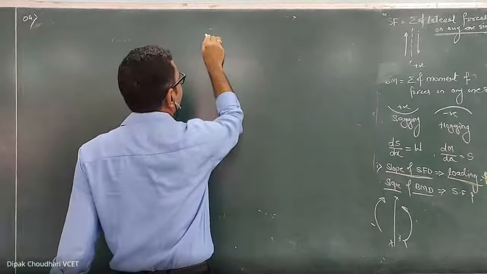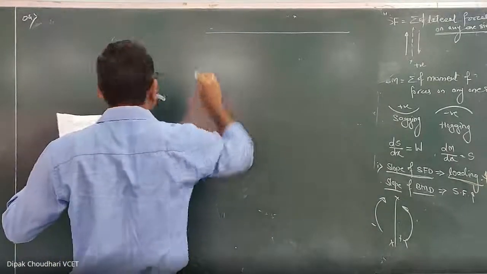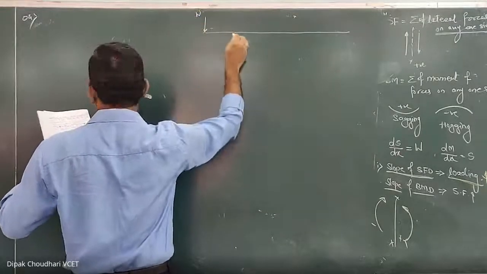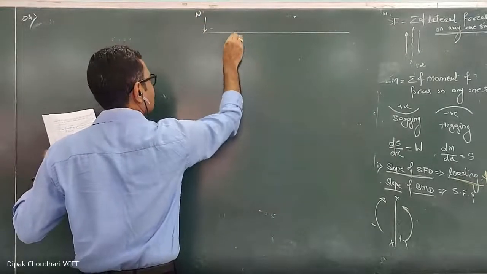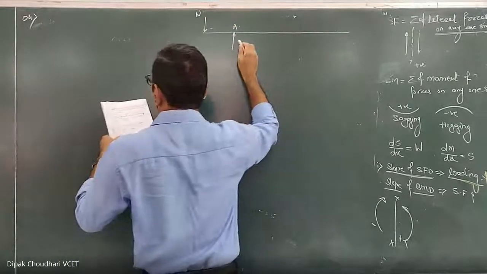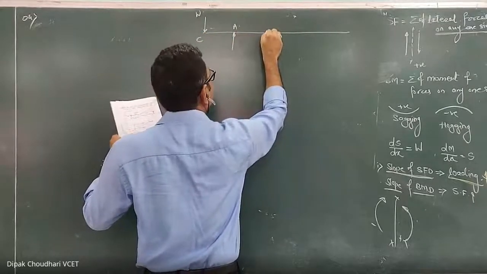I'll draw the figure here. After drawing this figure, the first step is to calculate the support reactions, because without calculation of support reactions, we cannot proceed. At point A, there is a hinge support. This point is C, this point is A, this point is D.